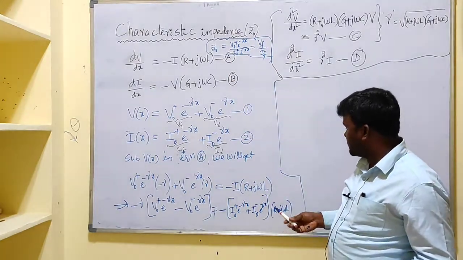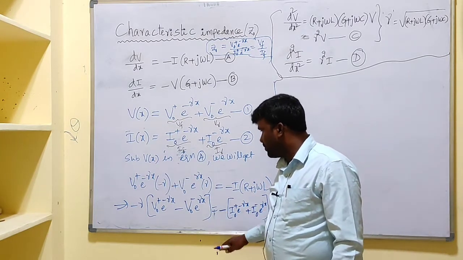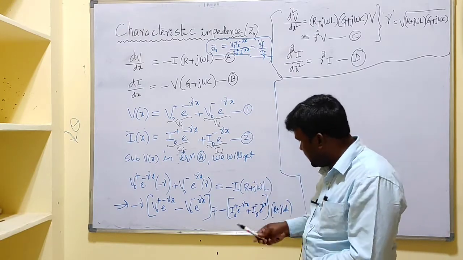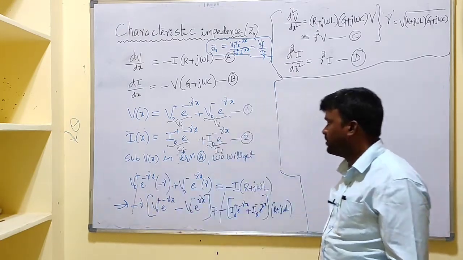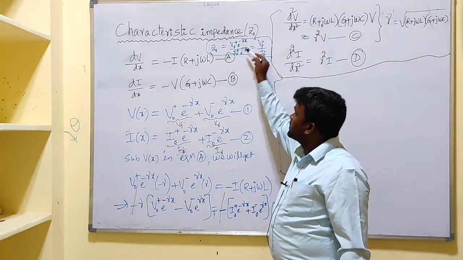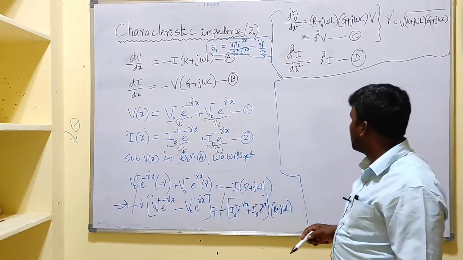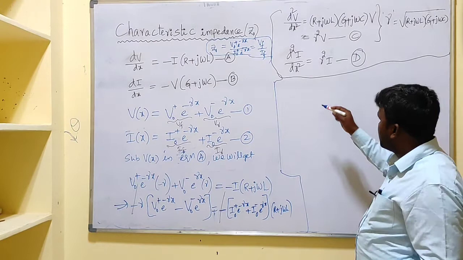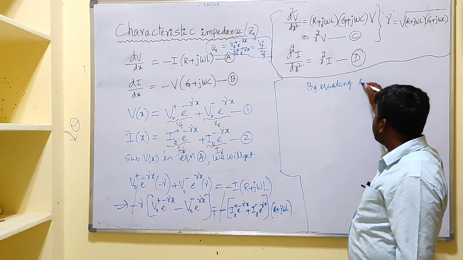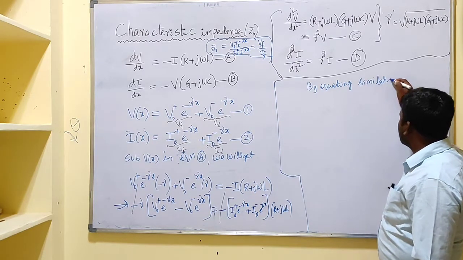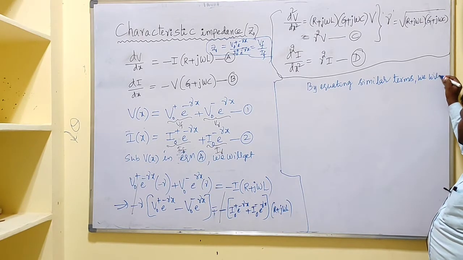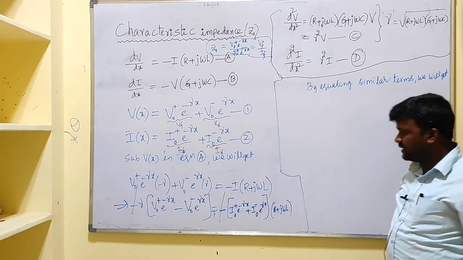The characteristic impedance of the line means we require the ratio of V naught plus e to the power minus gamma x by I naught plus e to the power minus gamma x. From this, here it is minus, here also minus, so minus minus cancels out. What we require, we will get by equating the similar terms. Please see the similar terms. What are the similar terms?